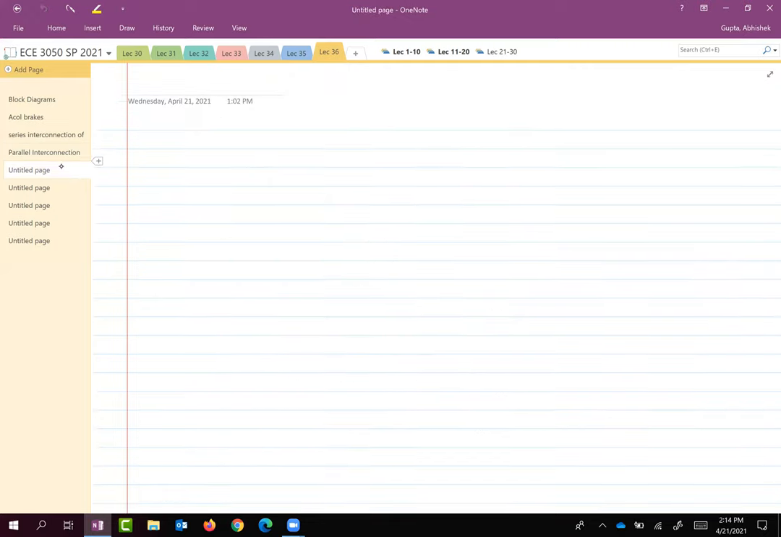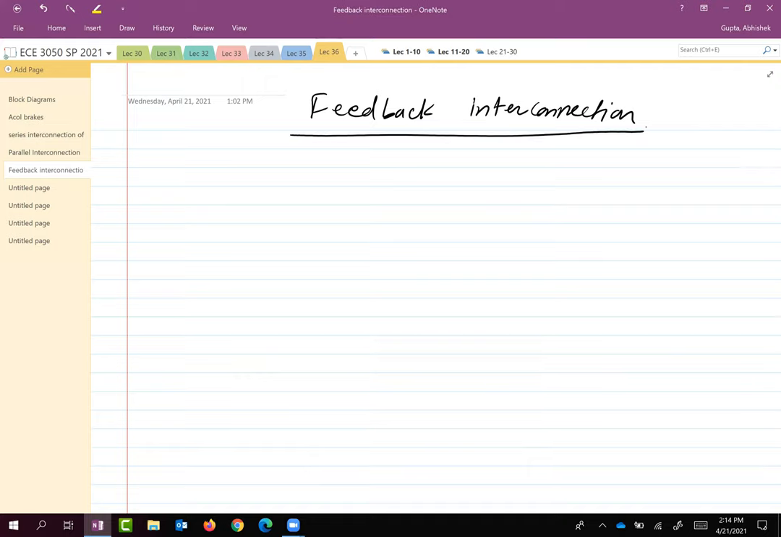Okay, so series and parallel were easy. Let's look at the feedback interconnection. This is by far the most important interconnection of subsystems to create an overall system that does what you expect the system to do. Much of the modern scientific breakthroughs have happened because of feedback interconnection, which means that you have a sensor and you use that sensor to update the control strategy in order to make sure that the output satisfies certain characteristics.